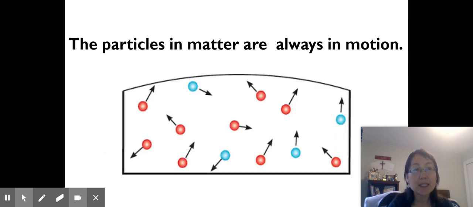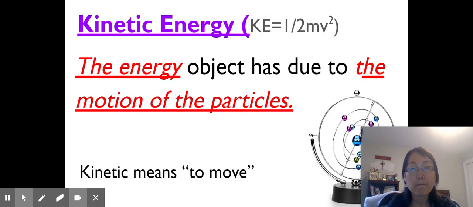Okay, so scientists believe all the particles in matter are always in motion, meaning they're always moving. They're either vibrating or moving fast. So one thing you need to know is all matter is made of atoms or molecules, and all of those molecules are moving around. Because they are moving, they contain energy.